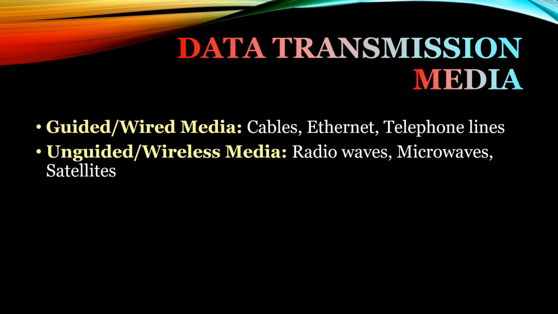Data transmission requires a medium, and there are two types of transmission media, guided and unguided. Guided or wired media uses physical cables like telephone lines or Ethernet cables to transmit data. On the other hand, unguided or wireless media transmits data through the air using methods like radio waves or satellites.